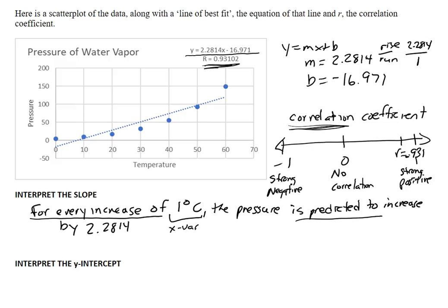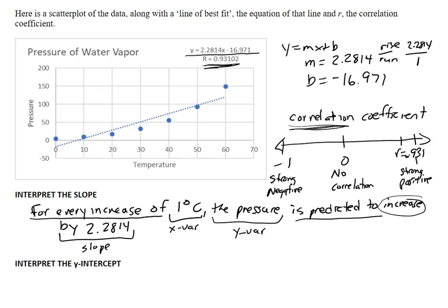Here is the y variable, and then here is the slope. And this one could be increase or decrease. If the slope is negative, then this is going to be decrease instead of increase. Okay? That's how I interpret the slope every single time. For every increase of 1, whatever it is, year, bushel, it doesn't matter. And now interpret the y-intercept.